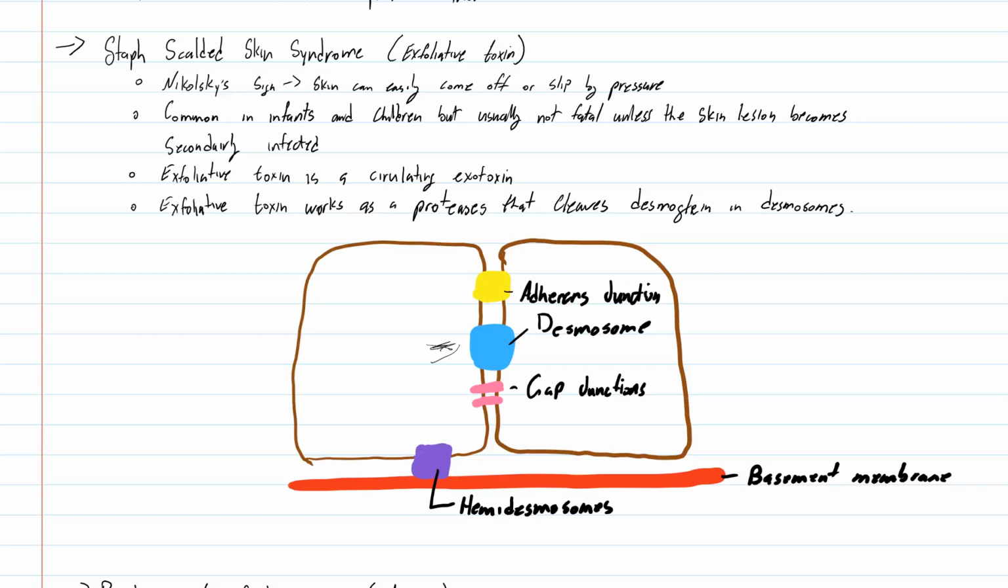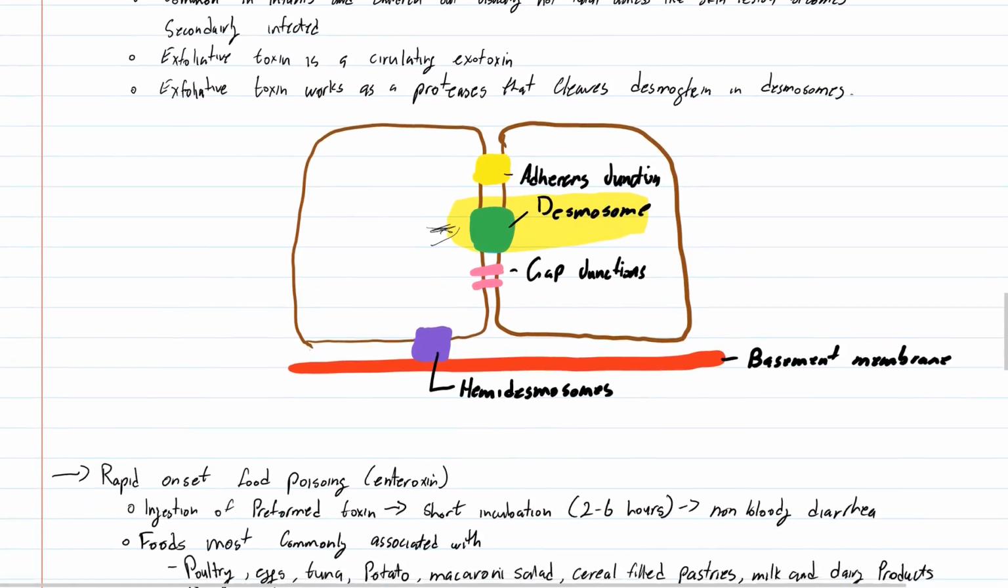The way the exotoxin works is it works as a protease that cleaves the desmoglein in desmosomes, which is right here. So they might even give you a picture, and I'm just highlighting the area. So what you need to pick, if they give you a picture, you should be able to answer this question now.